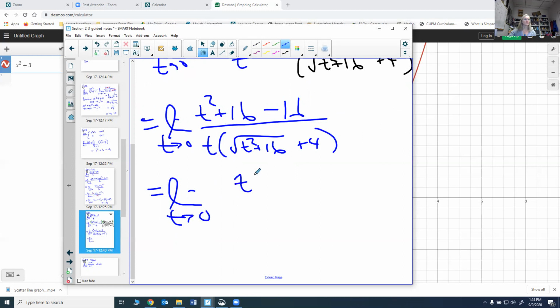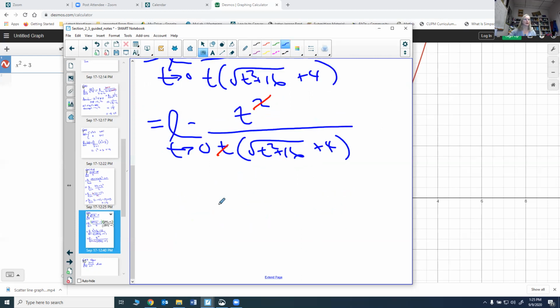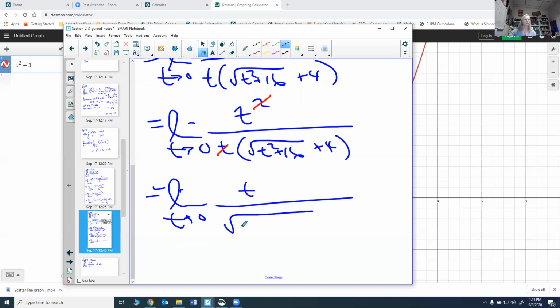Now I'm going to collect like terms. I got a t squared up here, and a t times the square root of t squared plus 16 plus 4. Now I notice, hey, there's a t in the bottom, and there's a t in the top, so one of those cancels. And so now I have, doing a little bit of algebra, the limit as t goes to 0 of t over the square root of t squared plus 16 plus 4.